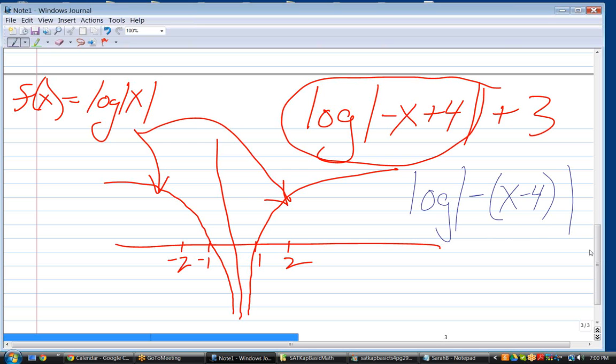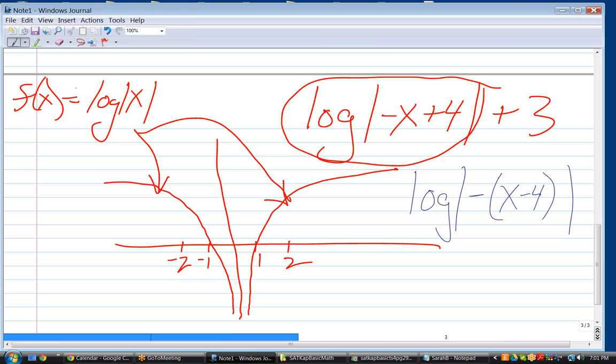Now, if we write it this way, now we have two things going on inside the absolute value. We have the negative sign and we have a horizontal shift. The horizontal shift goes to the right by 4 units. The negative sign reflects over the y-axis. Okay. A reflection over the y-axis doesn't change this thing very much.